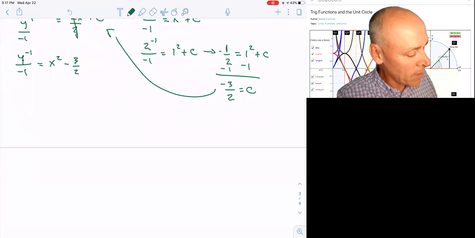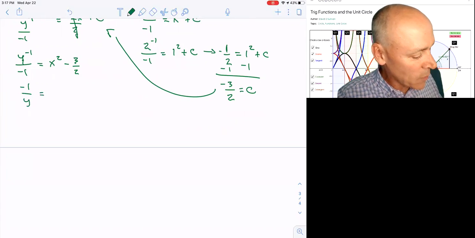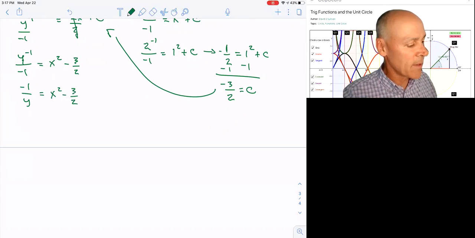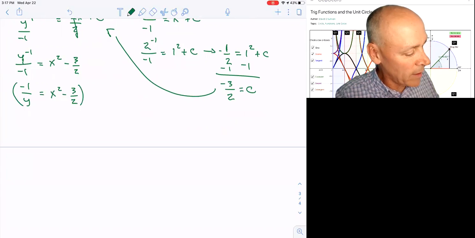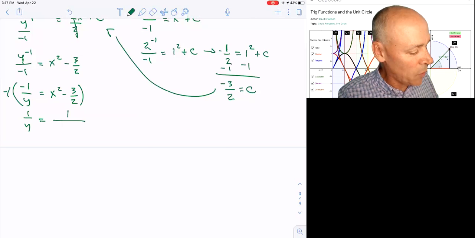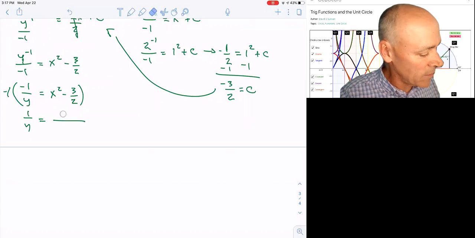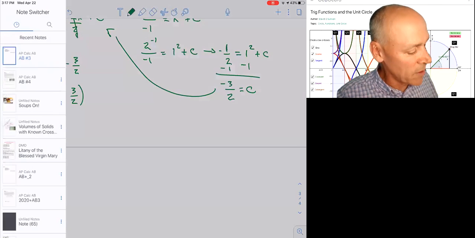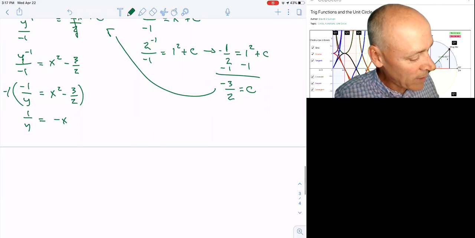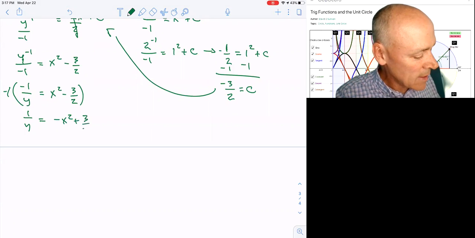Now I just have to solve for y. Okay. On the left side, I'm just going to rewrite this as negative 1 over y is equal to x squared minus 3/2. Okay. And then I want to divide both sides by negative 1 or multiply by negative 1, whatever you prefer. All I'm doing is just multiplying both sides by negative 1. So 1 over y is equal to, I'm just flipping the sign, negative x squared plus 3/2.